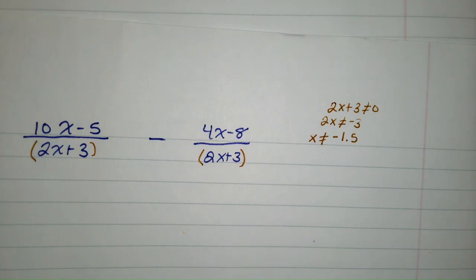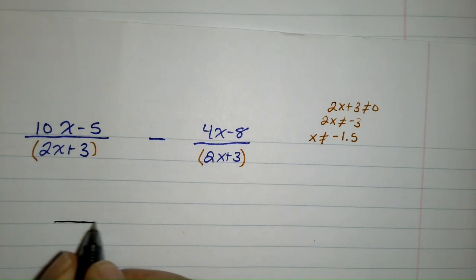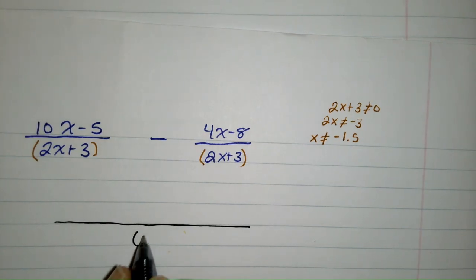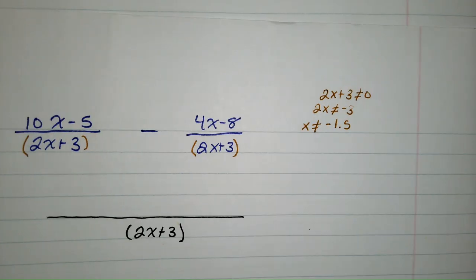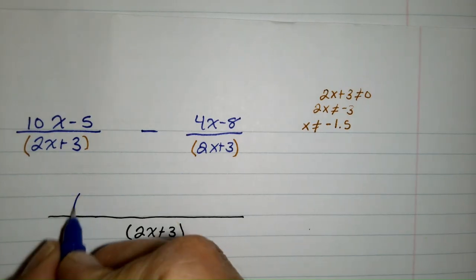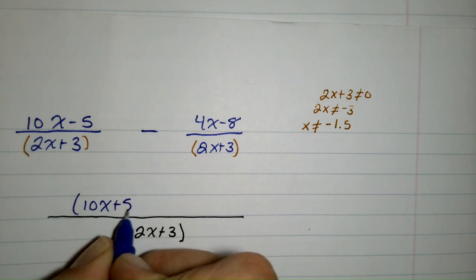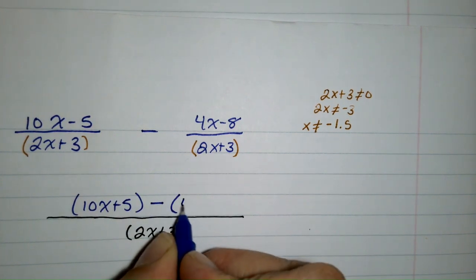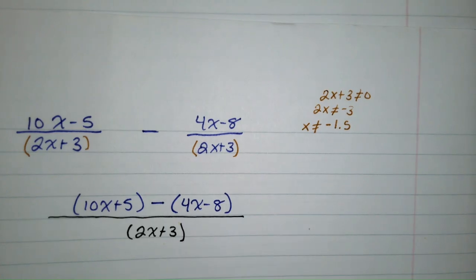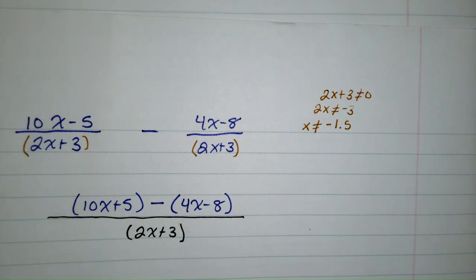Okay, so common denominators, we're going to subtract. I find the subtracting fractions is when most sign errors happen to occur. So I'm going to rewrite this problem. We have a common denominator of 2x plus 3. And to simplify our numerator, we are going to be taking 10x plus 5 and subtracting 4x minus 8. That subtraction sign is going to distribute to that second quantity.